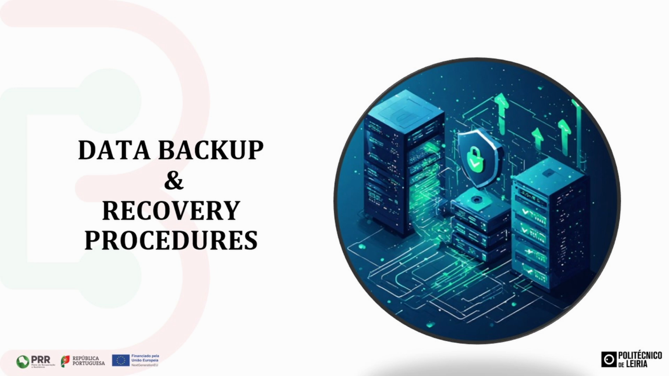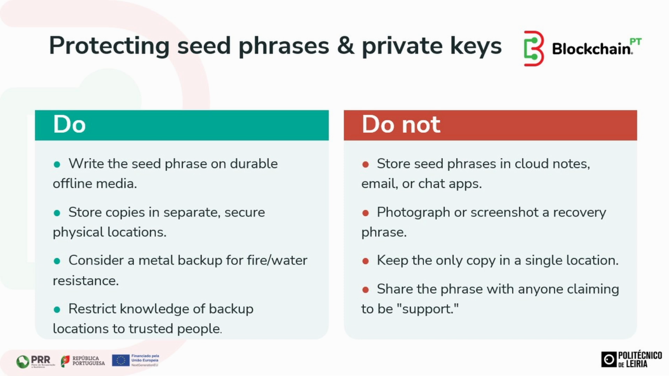Time to look at the important topic of backup and recovery procedures. Effective protection of seed phrases and private keys starts with writing them on durable offline media, preferably metal backups for fire and water resistance, and storing copies in separate, secure physical locations. Equally critical is restricting knowledge of those backup locations to only a few trusted people, ensuring that no single point of failure compromises the entire recovery system.